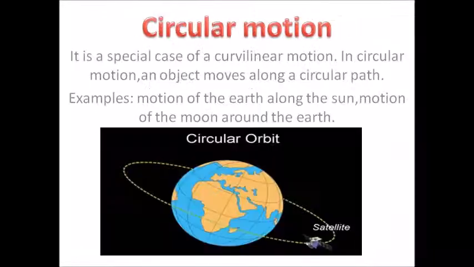Circular motion is a special case of curvilinear motion. What happens in circular motion? Objects move along a circular path. Example, motion of the moon around the earth, motion of the earth around the sun. These are examples of circular motion.